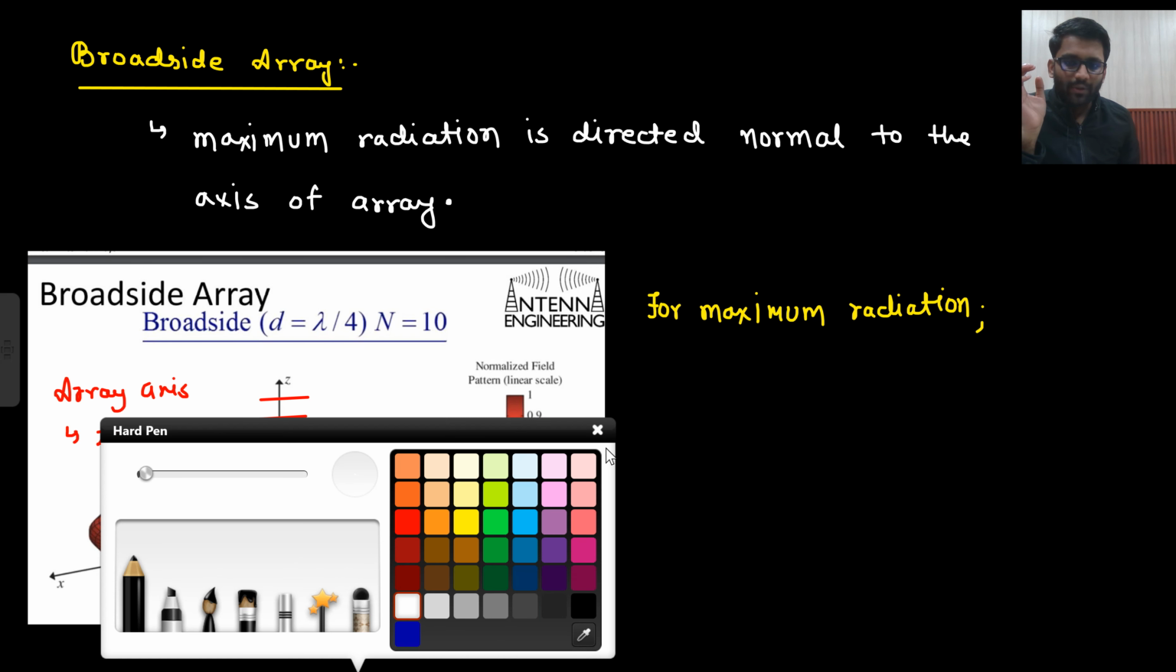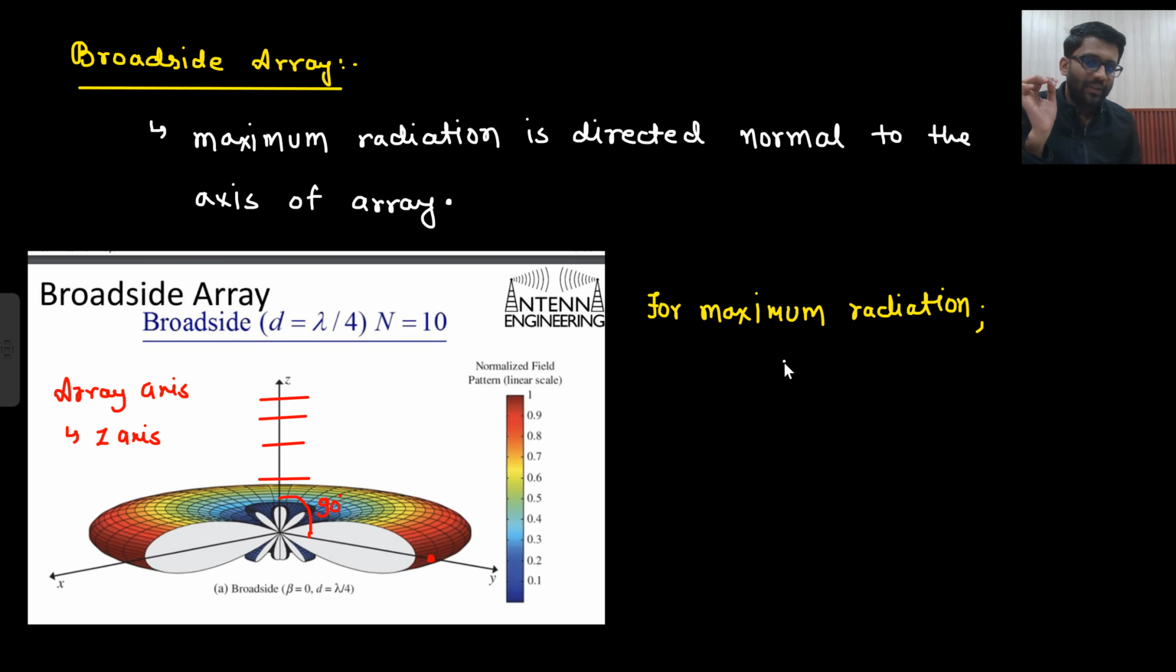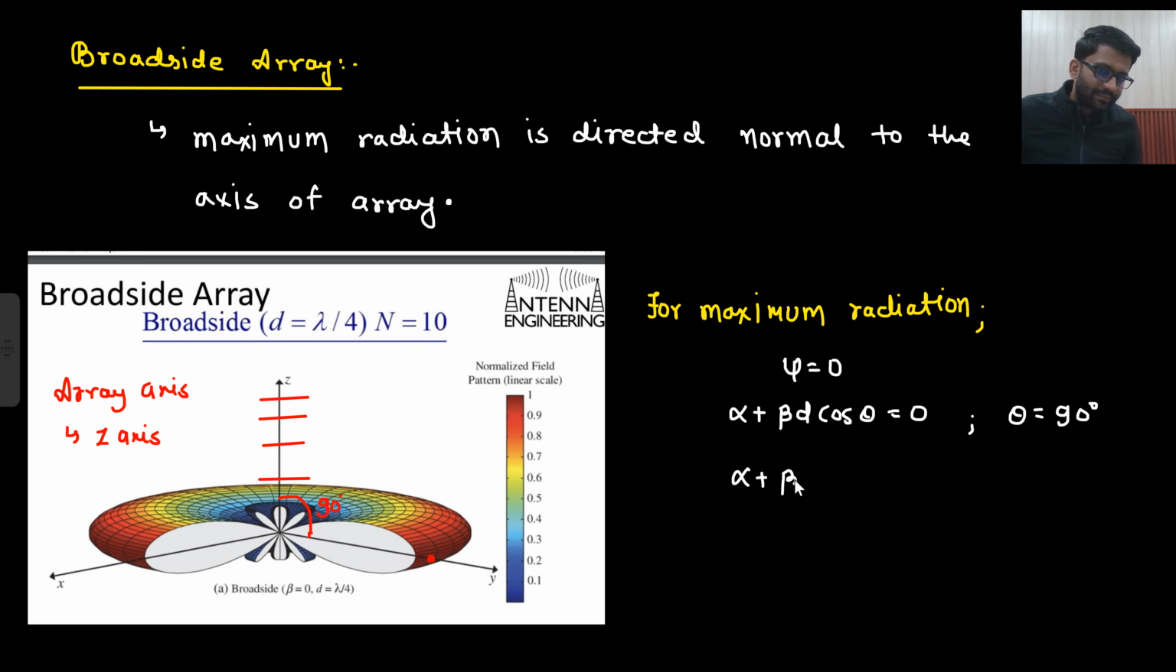Now this is an important point. For maximum radiation, what should be the condition? Psi should be equal to 0. That means alpha plus beta d cos theta should be equal to 0. But here, where are you getting the maximum radiation? At theta equals to 90 degree. So I will put theta equals to 90 degree here. What am I getting? Cos 90 is 0. So that means alpha is equal to 0.